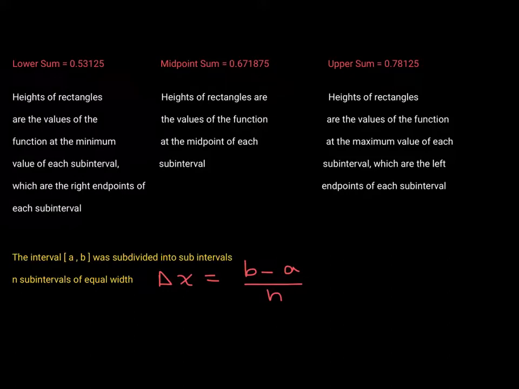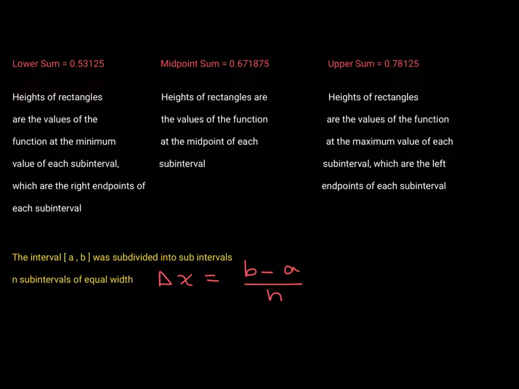Now, notice that for each of these different sums that we found that approximated the area of our region, the interval a to b, in our example, it was from 0 to 1. But in either case, that closed interval was subdivided into subintervals. Now, we had 4 subintervals. We had 4 rectangles. But in general, we have n subintervals. And what's important is that they have equal width. Each of the rectangles have equal width.